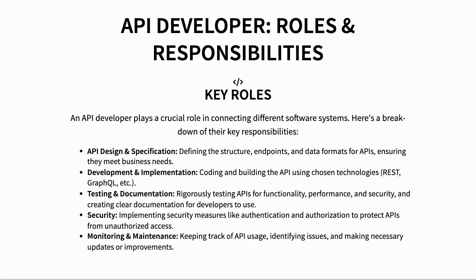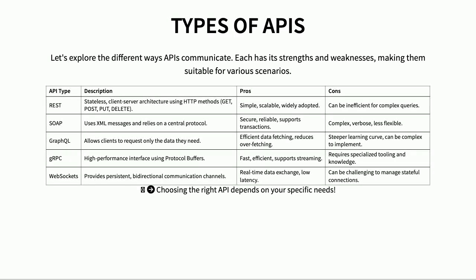Let's talk about what an API developer does. Essentially, they're the architects and builders behind how different software applications talk to each other. A big part of their job is designing these APIs, figuring out exactly how data will flow between systems. They actually write the code, build the API itself using languages and frameworks, and then make sure it's working correctly through thorough testing. Security is super important too. They need to protect the API from bad actors. Finally, they keep an eye on how the API is being used and fix any problems or add new features as needed.